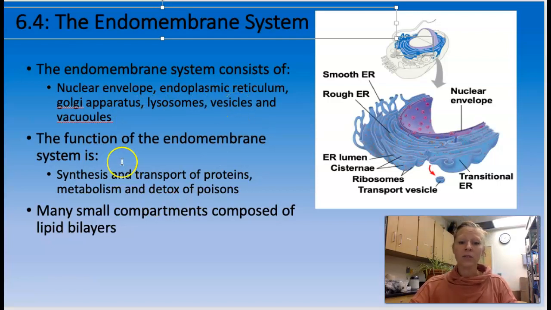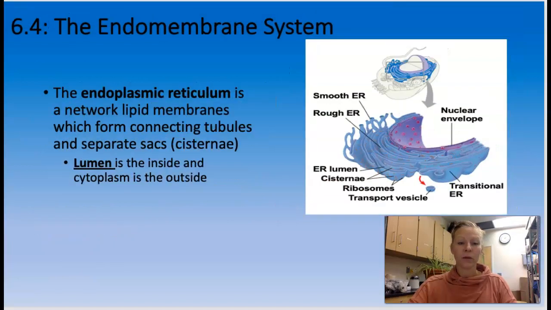And so the function of the endomembrane system is pretty diverse, but we're going to synthesize and transport proteins. It works for metabolism and the detox of poisons. So if you look here, we have many small compartments, which means that many different chemical reactions can be occurring all at the same time. And we're going to look at the endoplasmic reticulum.